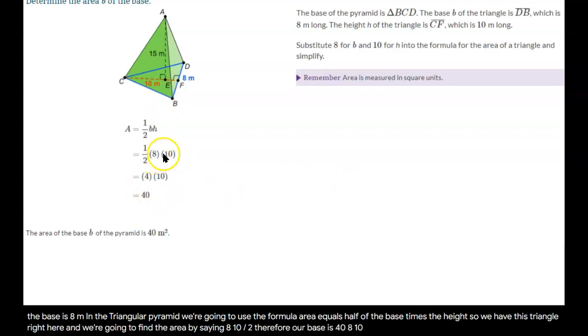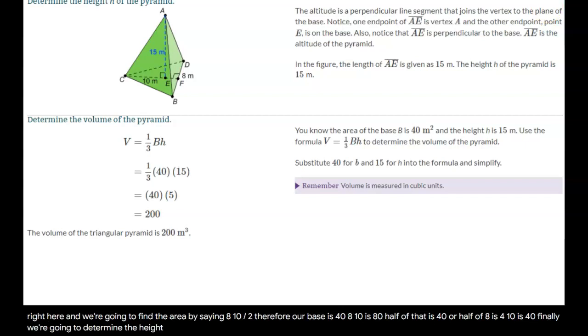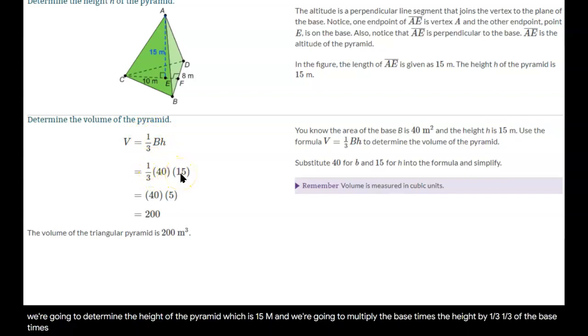8 times 10 is 80. Half of that is 40, or half of 8 is 4 times 10 is 40. Finally, we're going to determine the height of the pyramid, which is 15 meters, and we're going to multiply the base times the height by 1/3. 1/3 of the base times the height. So 15 divided by 3 is 5. 40 times 5 is 200.